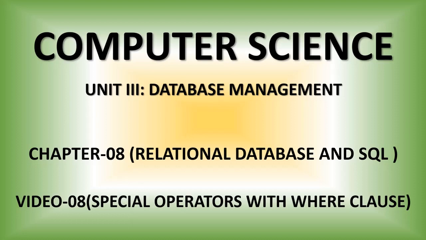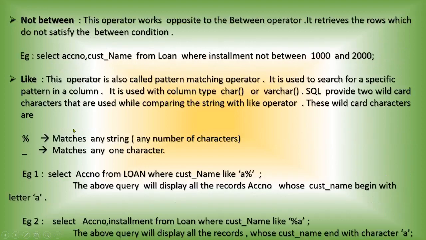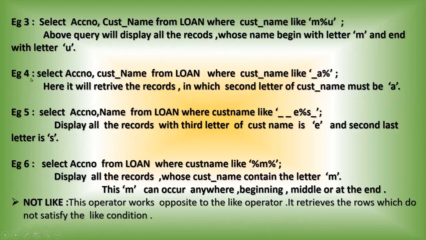These operators are not symbols, they are words, or keywords. See which are the special operators. First one is distinct. Next are between, not between, like and not like. These are the special operators I am going to discuss today. There are a few more that I will discuss in the next class.